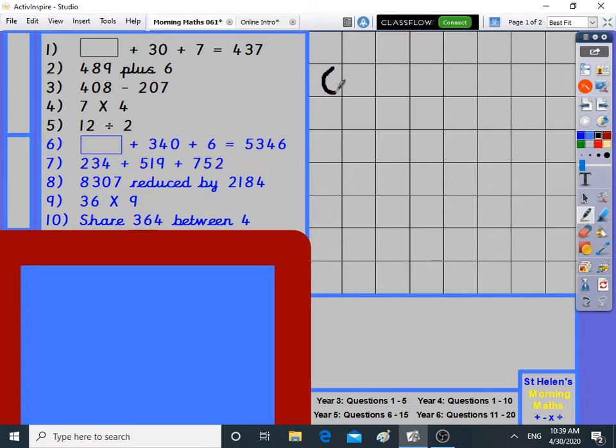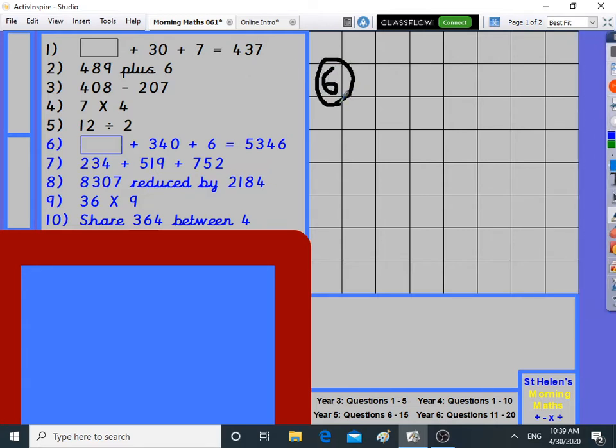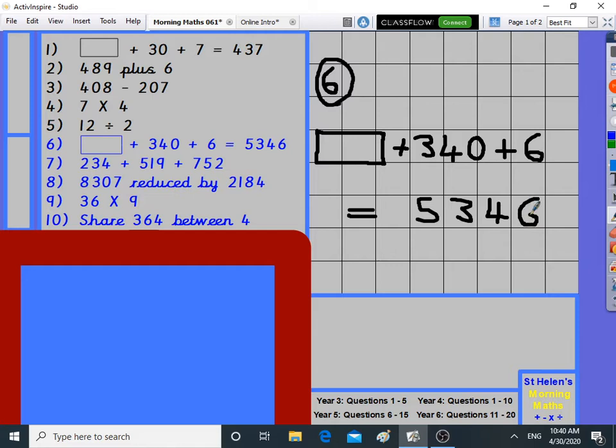Question 6, a mystery plus 340 plus 6 equals 5,346.